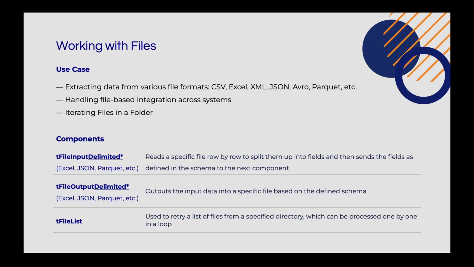Now work with files. Many integrations still rely on CSV, Excel, XML, JSON, Avro, and Parquet. You might also handle folders with multiple files. Use the iFileInput delimited and its related components to read a file row by row. The component splits a row into fields based on the schema you set. Use the iFileOutput delimited to write data to a new file. Define the schema and choose the output location. Use the iFileList when you need to process many files in one folder. This gives you a loop that reads each file one at a time.